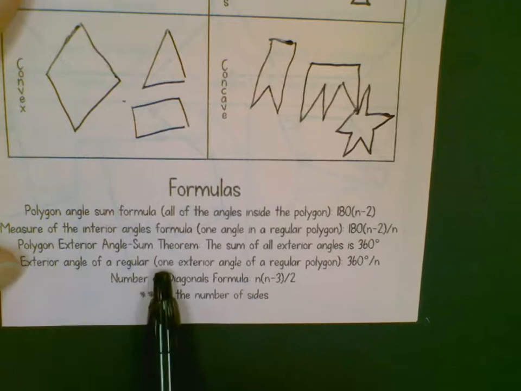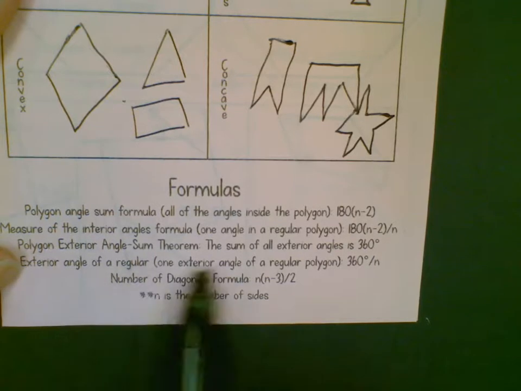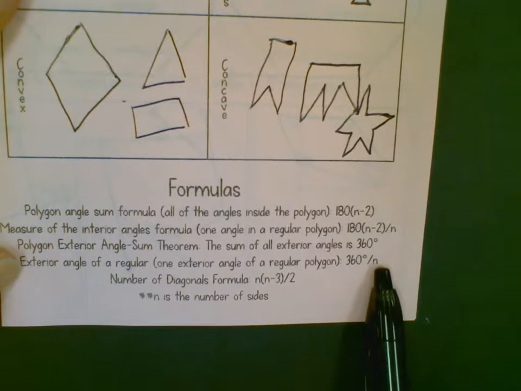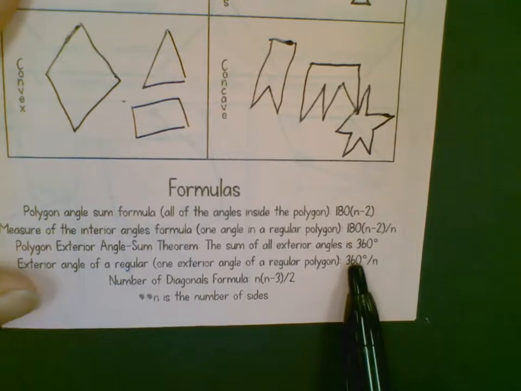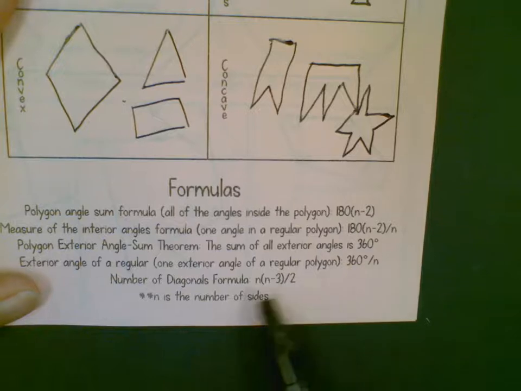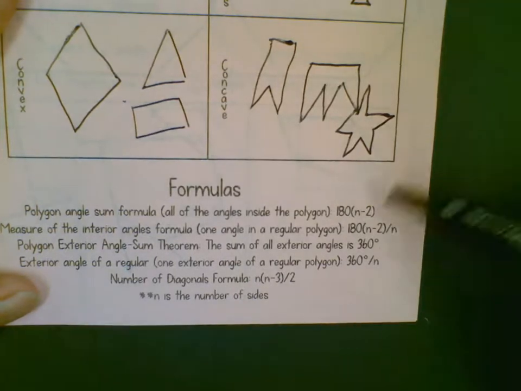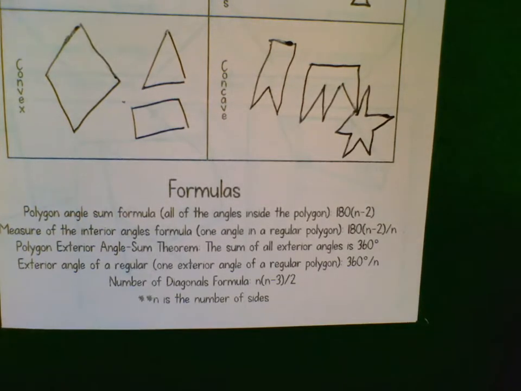And if we want to find the value of just one of those exterior angles in a regular polygon, it would be 360 divided by n, since we have n sides and all of those angles equal 360. And then to find the number of diagonals in a polygon, we do n times n minus 3 divided by 2. So I know we just learned quite a few new formulas.